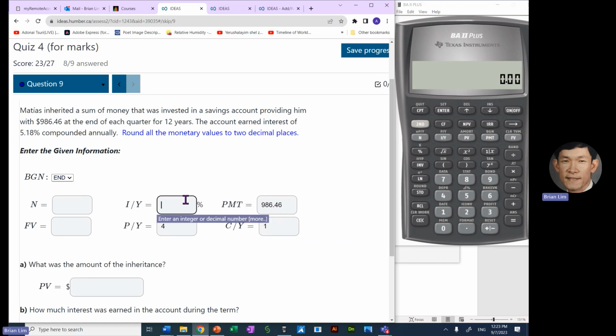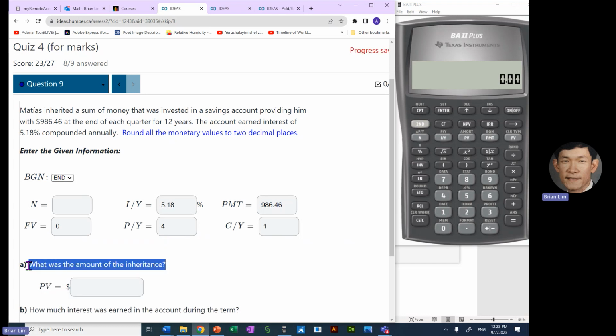So interest rate is 5.18, as you can see right here. Future value will be 0. Yes, it will end all of the amount of money in the account. So what was the amount of the inheritance? That's what we need to compute. PY is 4, so we enter 4. And CY is 1. We can just check that PY is 4, CY is 1, and we can quit out of there.